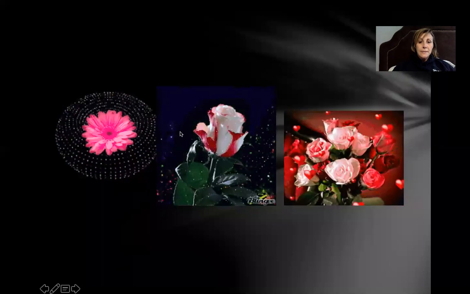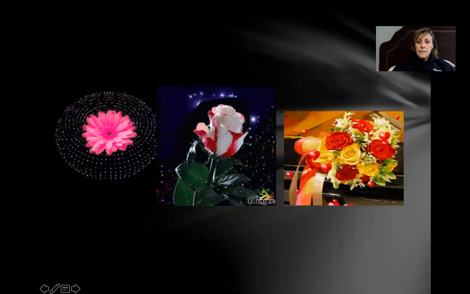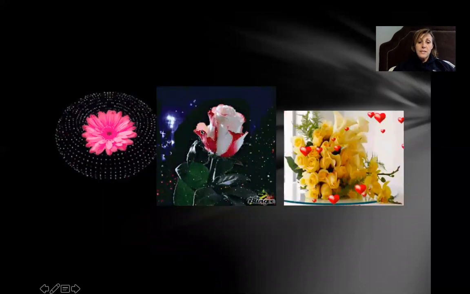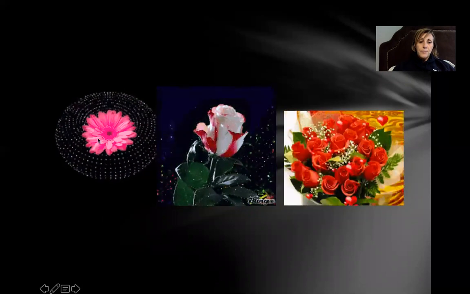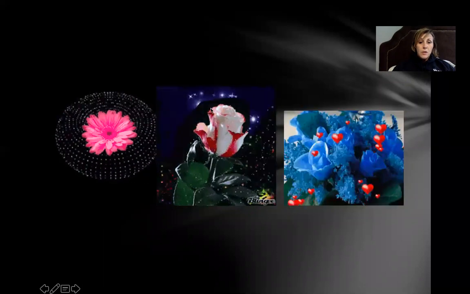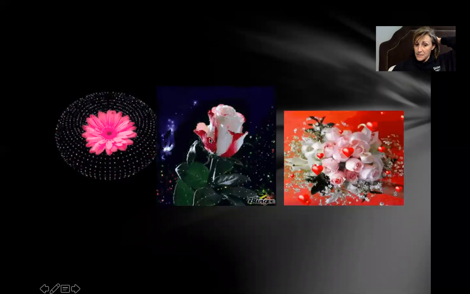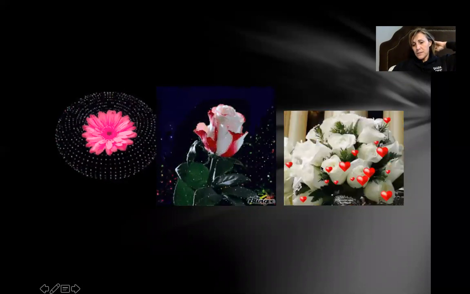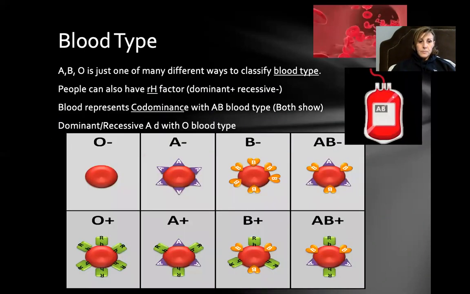So here again, this would be an example of incomplete dominance. This would be an example of codominance where both red and white show. So say you had a red rose and a white rose. They had offspring, their offspring would be pink. Or if you had a red rose and a white rose, if it showed codominance, it would show both colors. And then these are multiple alleles, different colors of roses.